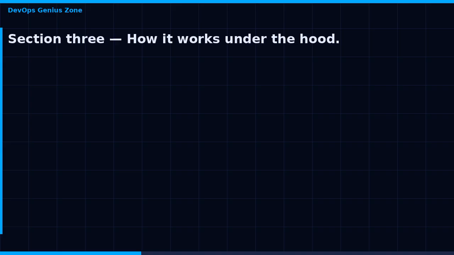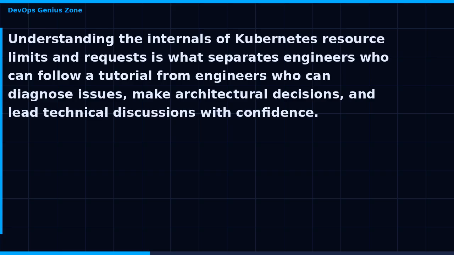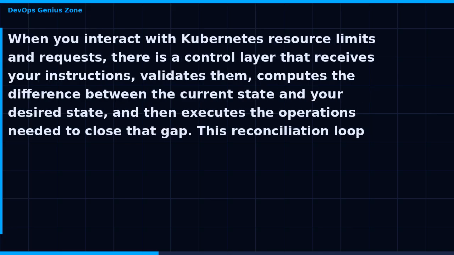When you interact with Kubernetes resource limits and requests, there is a control layer that receives your instructions, validates them, computes the difference between the current state and your desired state, and then executes the operations needed to close that gap. This reconciliation loop runs continuously. If the system drifts from the desired state due to a failure, a manual change, or an unexpected event, it automatically corrects itself.